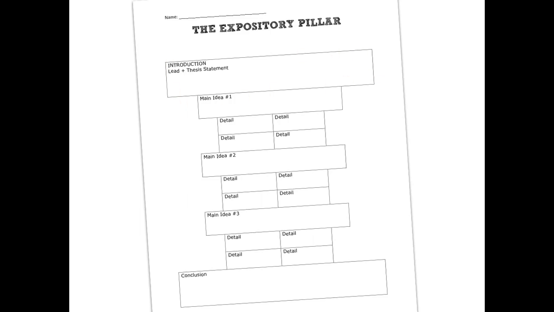The introduction and the conclusion are the broadest, most general parts of the piece. They're represented by the largest sections of the pillar. The main ideas, which are more specific than the general topic of the text, are represented by smaller boxes than the introduction and conclusion sections. And details, they're the most specific elements, so they're represented here by the smallest, most numerous boxes.